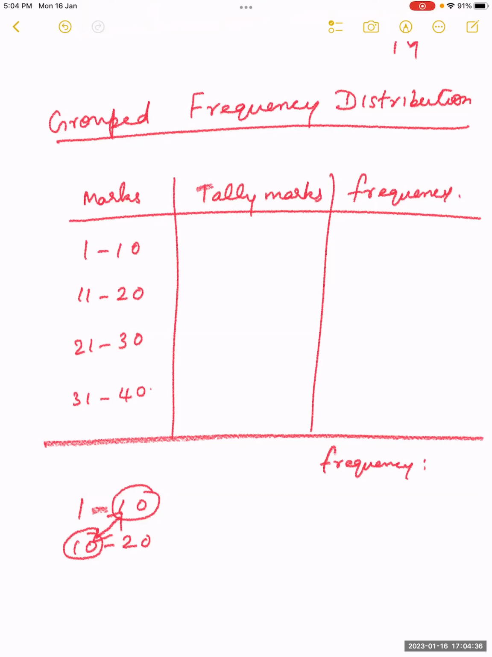So 29 will come against this. 23 will come against this. 30 will come against, no, I went wrong. 31, 30, right? 30 is here. 40 is here. 11 is here. 1 is here. 15 is here.